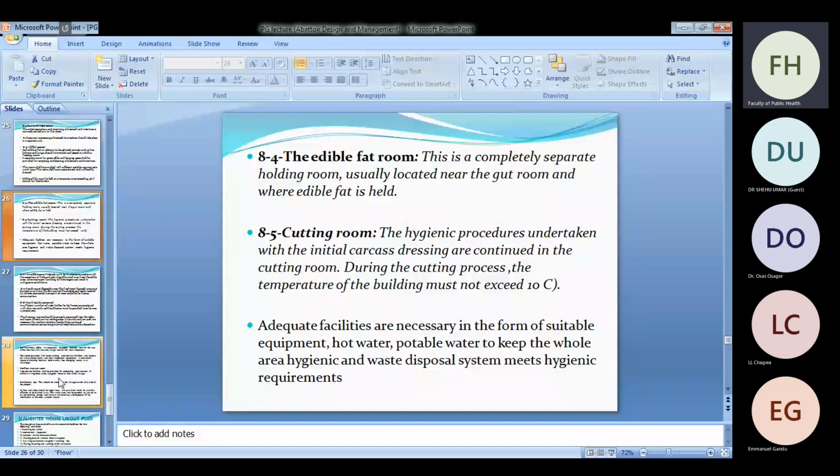There is a place you call the cutting room. Hygienic procedures undertaken with the initial carcass during dressing are continued in the cutting room. During the cutting process, the temperature of the building must not exceed 10 degrees Celsius.